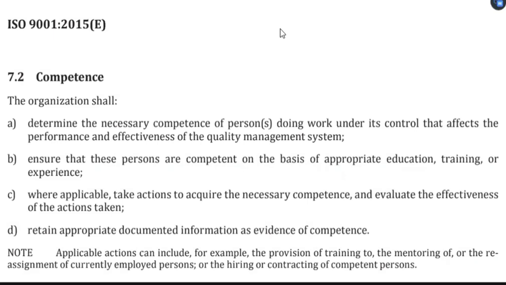Determine the necessary competence of persons doing work under its control that affects the performance and effectiveness of the quality management system. So the organization shall determine the level of competence of the persons who are working under its control. This could include permanent as well as temporary hired resources or employees, and provided or supplied manpower as well. And those people whose work will affect the quality management system.